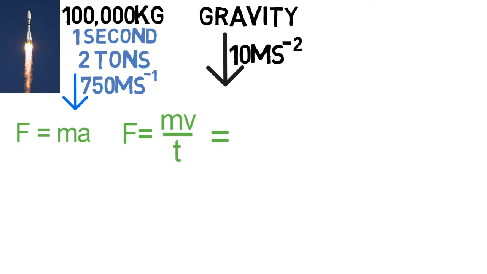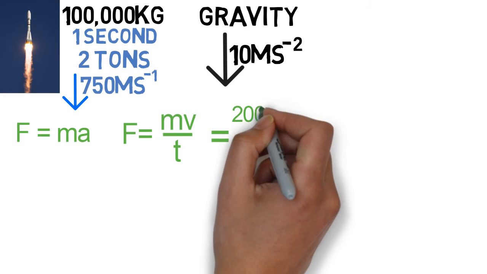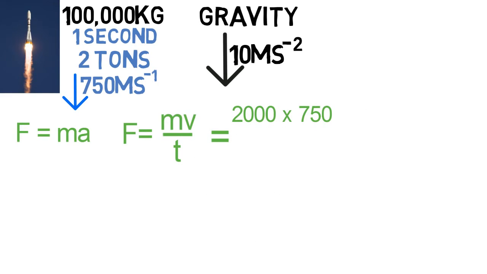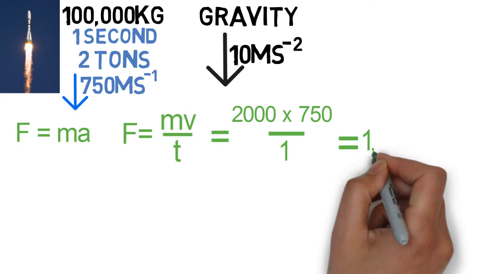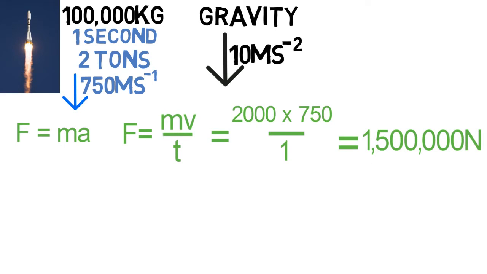So we multiply 2000, that's the mass of the fuel in kilograms, not tons, because kilograms are the SI unit, by 750, and divide it all by 1, which of course doesn't change it. We come out with a resulting force of 1.5 million newtons, pushing the rocket upwards.